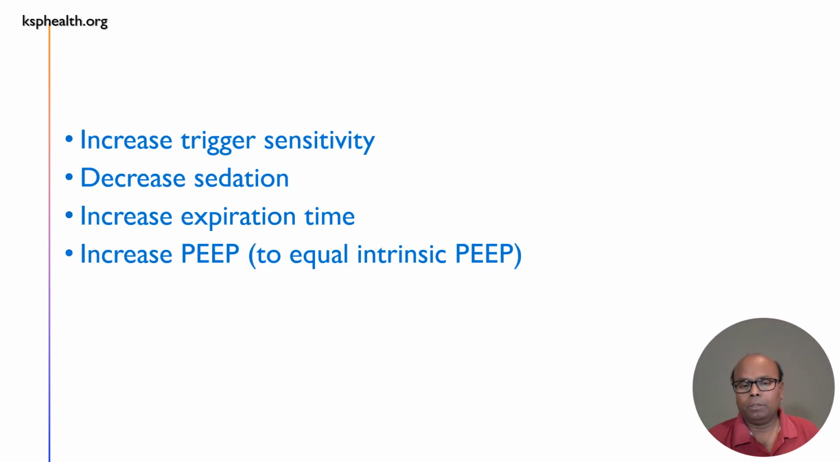How do you resolve it? Increase the trigger sensitivity, because if the sensitivity setting is too coarse, the ventilator doesn't recognize the trigger. Or decrease sedation, or increase expiration time, or increase PEEP to offset the auto-PEEP. So these are the certain maneuvers. Number one, you need to recognize. Number two, you act appropriately. And third, you monitor to make sure that the asynchrony gets better.